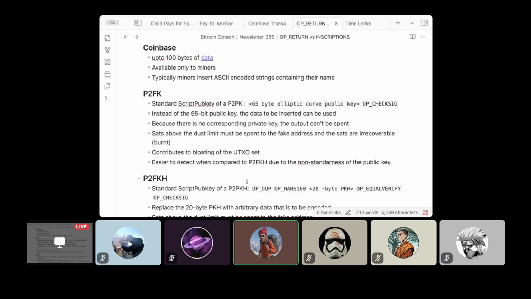Okay. The second one is pay to fake public key.